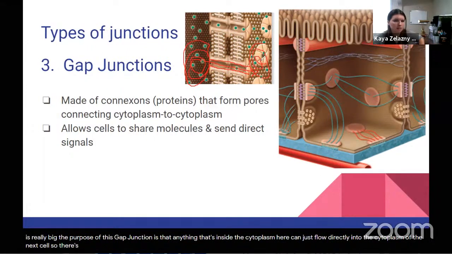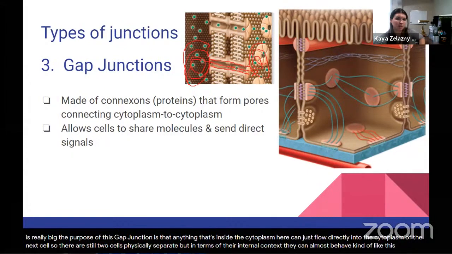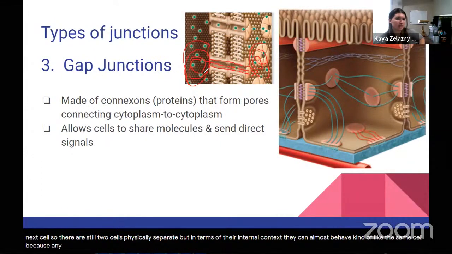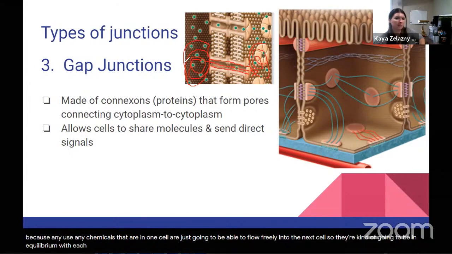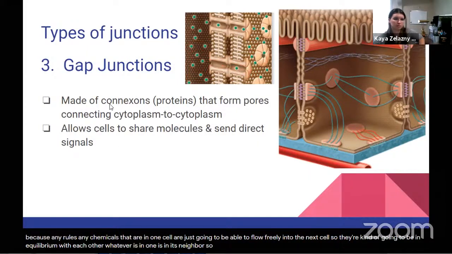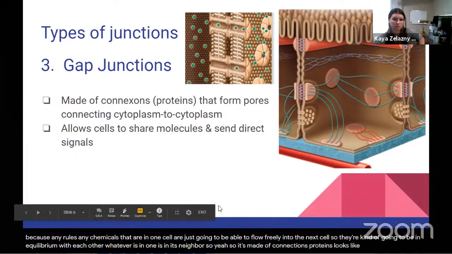So they're still 2 cells physically separate, but in terms of their internal context, they can almost behave like the same cell, because any molecules, any chemicals that are in one cell are just going to be able to flow freely into the next cell. So they're kind of going to be in equilibrium with each other. Whatever's in one is in its neighbor. So yeah, it's made of connexons, proteins that look like little donuts.